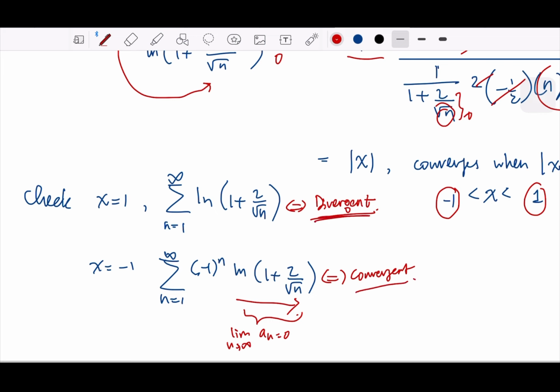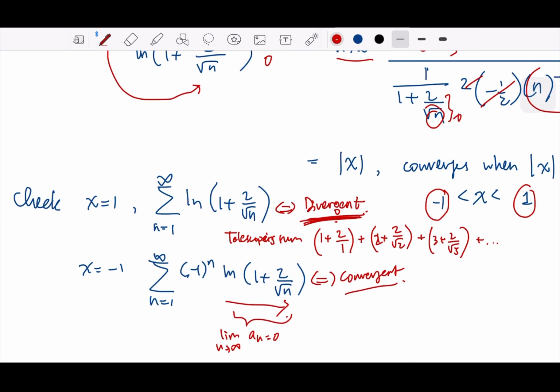Now this divergent one here, we can treat this in terms of a telescoping sum, if you want. Telescoping sum. Check with 1. Okay. And it keeps increasing, right? It keeps increasing. Check with 2. Check with 3. It keeps increasing. So you see that it's going to diverge. Okay.